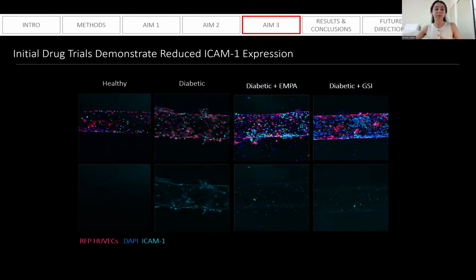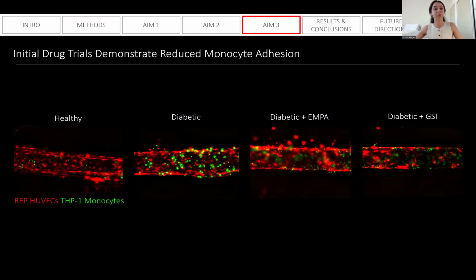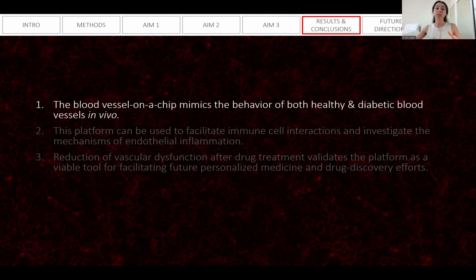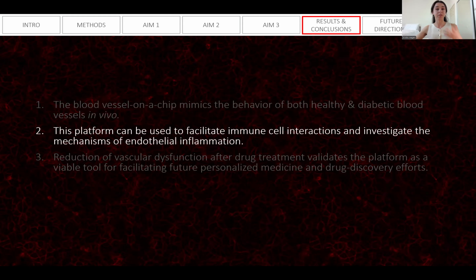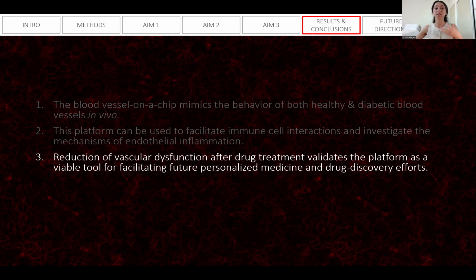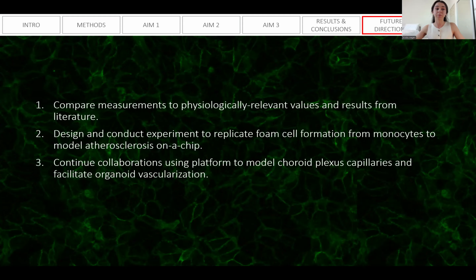We saw reduced ICAM expression after drug treatment, as well as reduced monocyte adhesion. We can conclude that the blood vessel on a chip mimics the behavior of both healthy and diabetic blood vessels in vivo. We showed how this platform can be used to facilitate immune cell interactions and investigate the mechanisms behind endothelial dysfunction. And finally, we saw that reducing the symptoms of diabetes after treatment with drugs shows that this can be a viable tool for pursuing future drug discovery efforts.